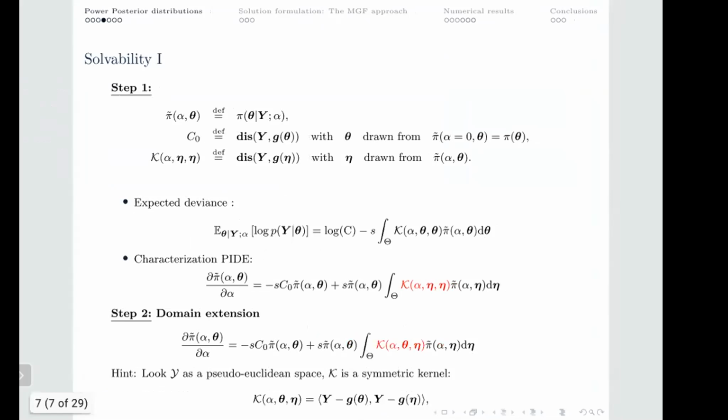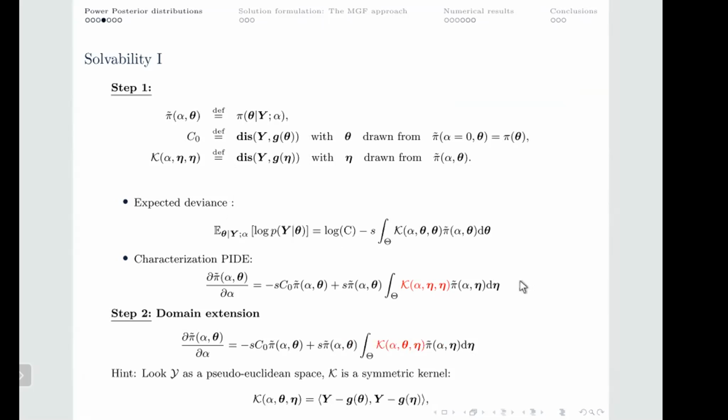So for the solvability, we start by introducing new parameters. We just drop the dependence on y. So you have the power posterior distribution, and this is actually the log likelihood, and we see here that theta is sampled from the prior, and we have this functional k of alpha and eta that will take the misfit inside the exponential, and the expected deviance can be written like this, and then we can rewrite completely the characterization equation in the following way.